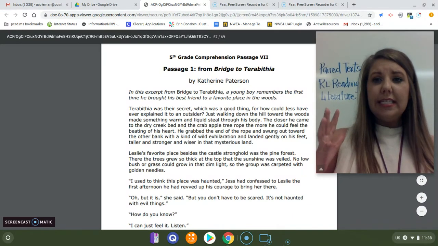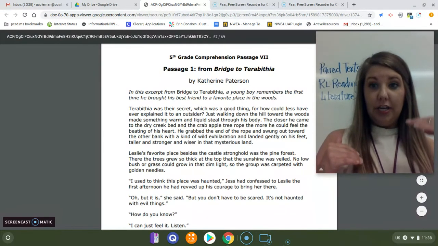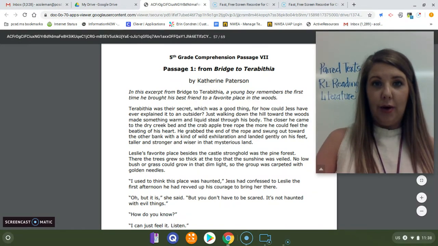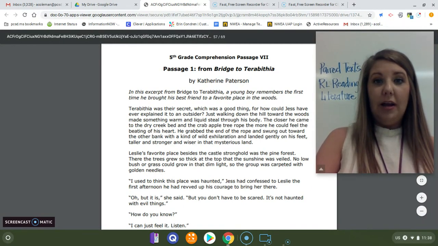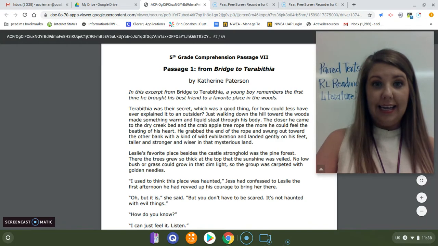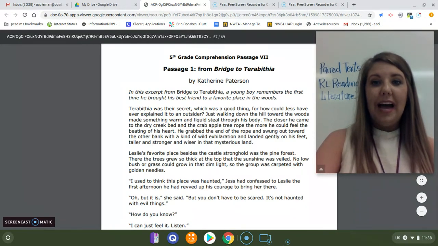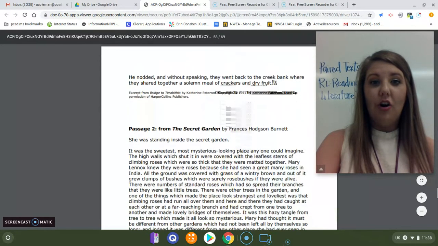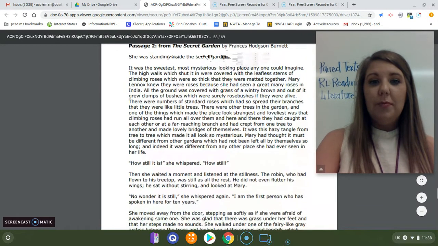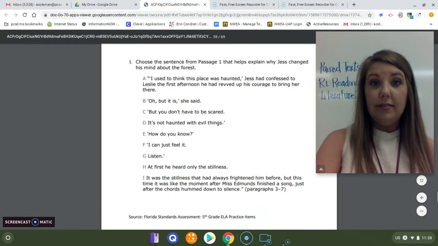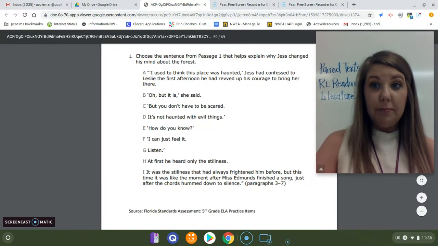So I'm going to take you through the process of decoding your questions and then reading and annotating your text as we go. You should have your packet, and you should be on page 57 of your packet, and you will see passage 1 from Bridge to Terabithia. Passage 2 is The Secret Garden. We are going to begin by going down to our questions. We have questions, and some of them are part A and part B. So really we have about 7 questions.